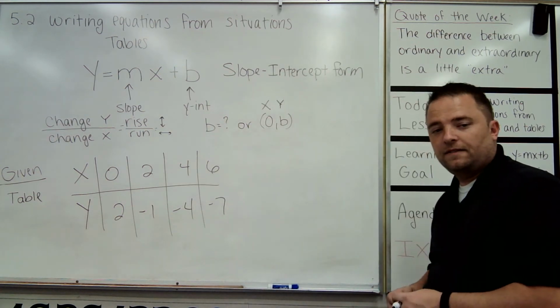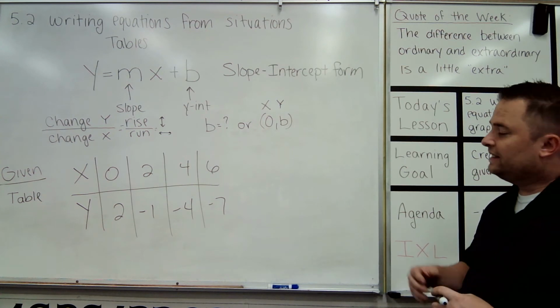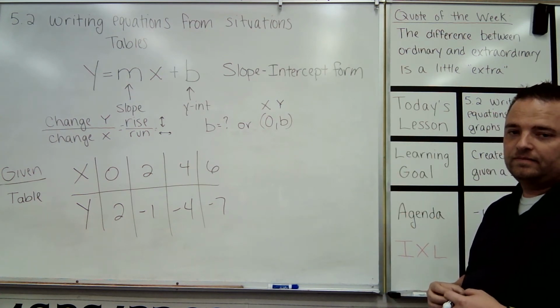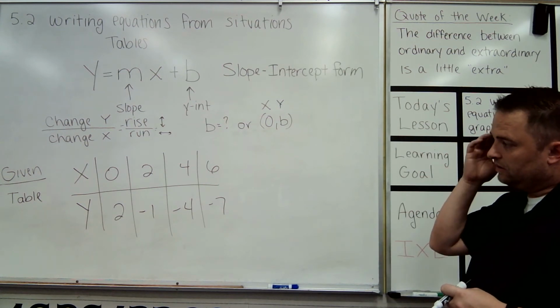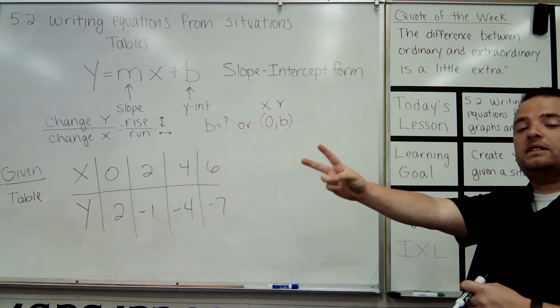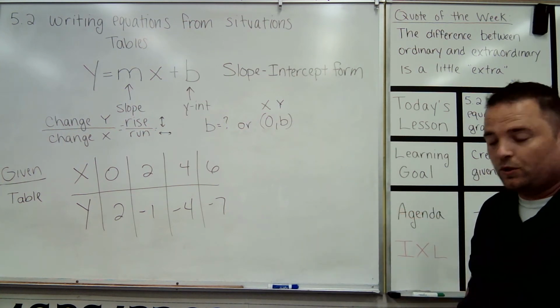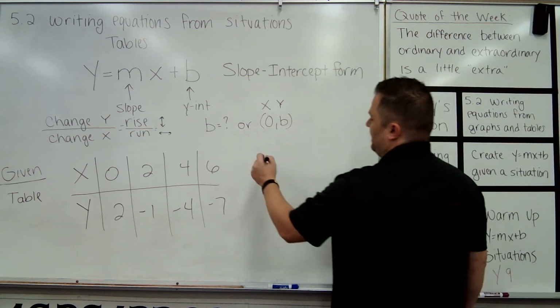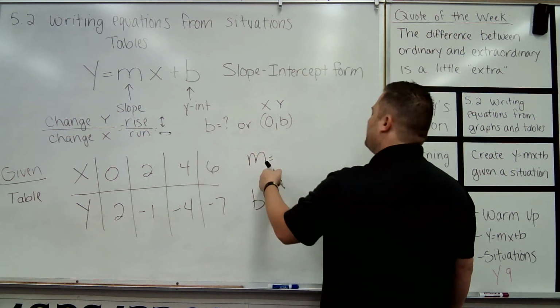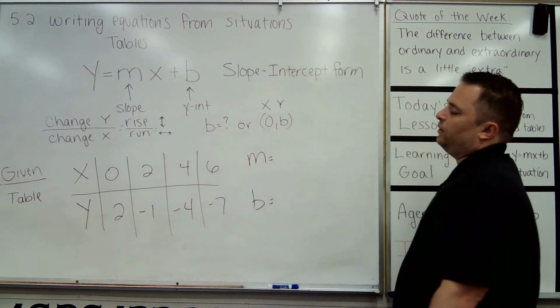Go ahead and pause the video on this table. See how far you can get. Thank you for pausing. I hope. Once again, it boils down to two things. We need an M and we need a B. If we know these two things, then we know our equation of our line.